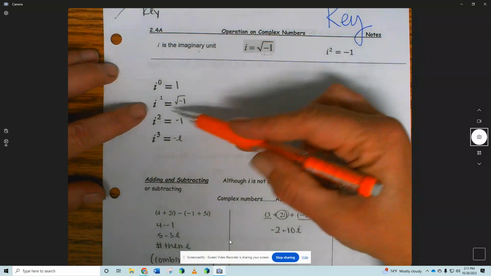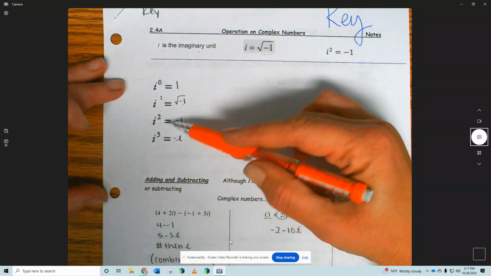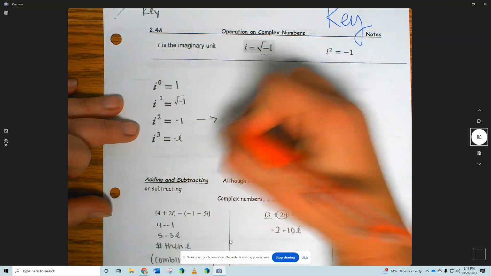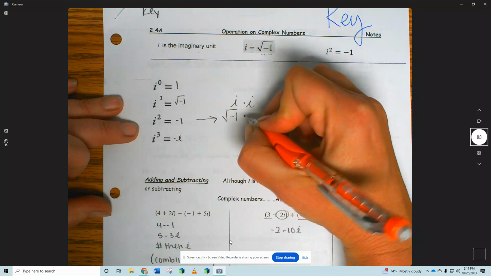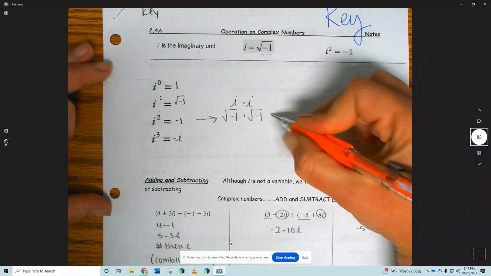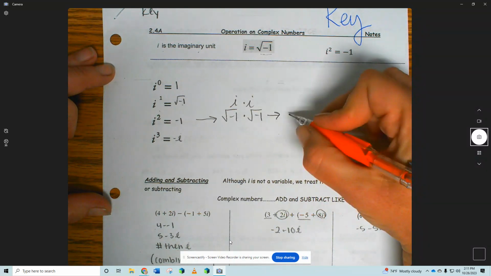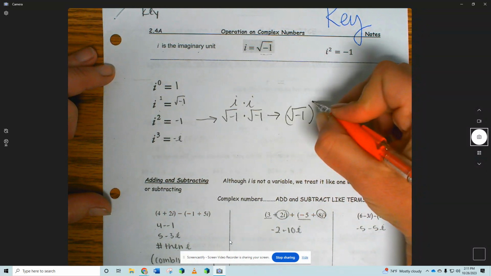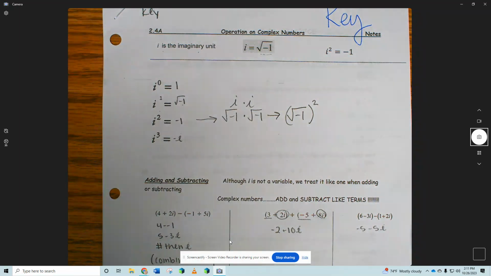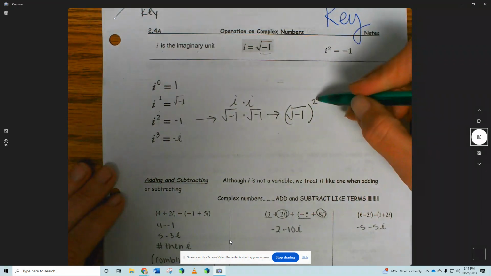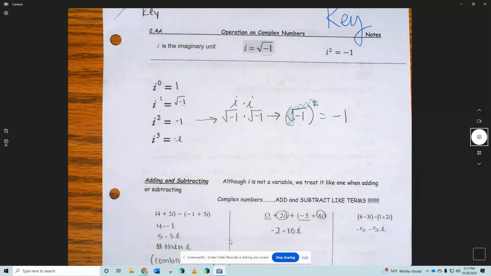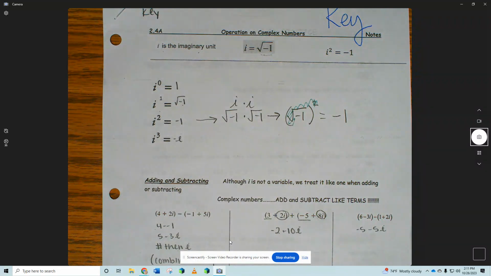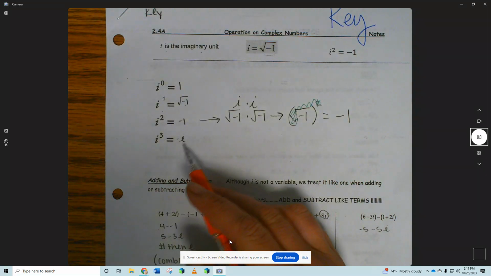So i to the first power is the square root of -1. i squared is i times i, right? So it's the square root of -1 times the square root of -1, which is the same thing twice. The square root of -1, squared, right? Well, what we know about squared and square roots is that they're opposite inverse operations of each other and they cancel each other out. So you end up getting -1 for i squared. And i to the third is just a negative sign with i, negative i.